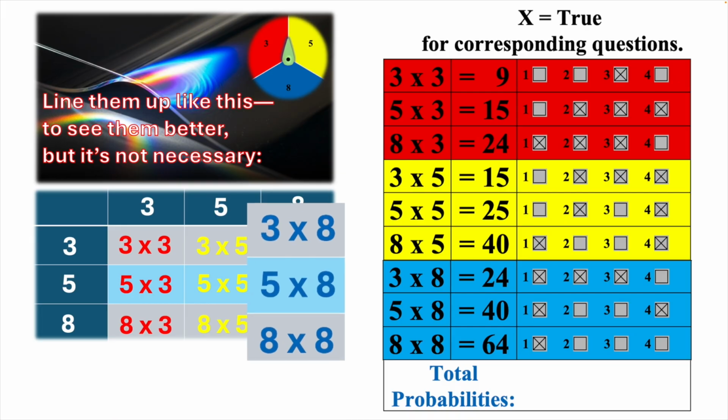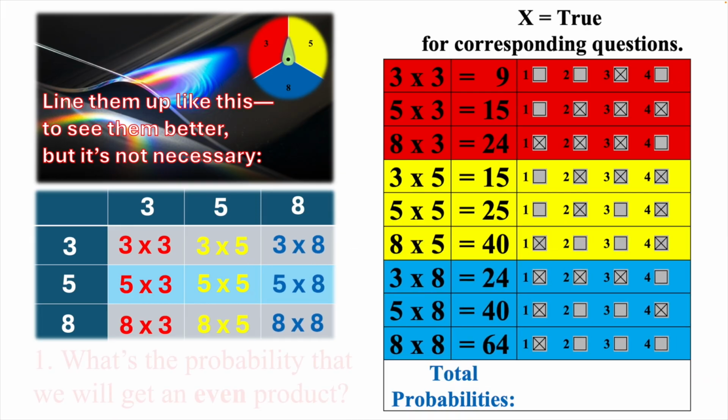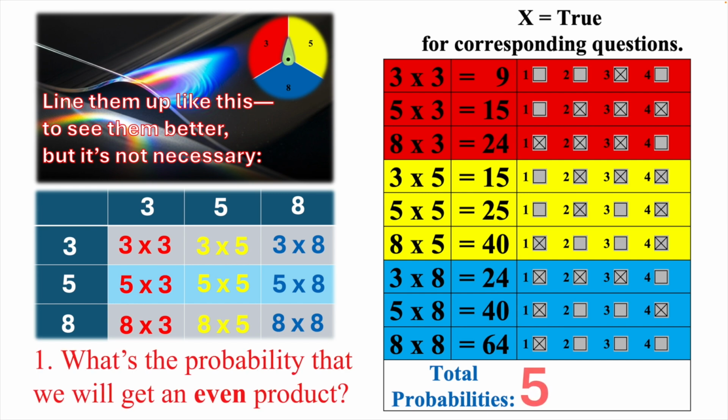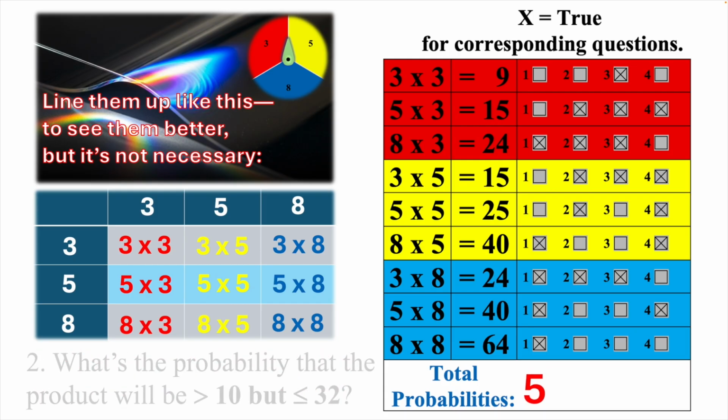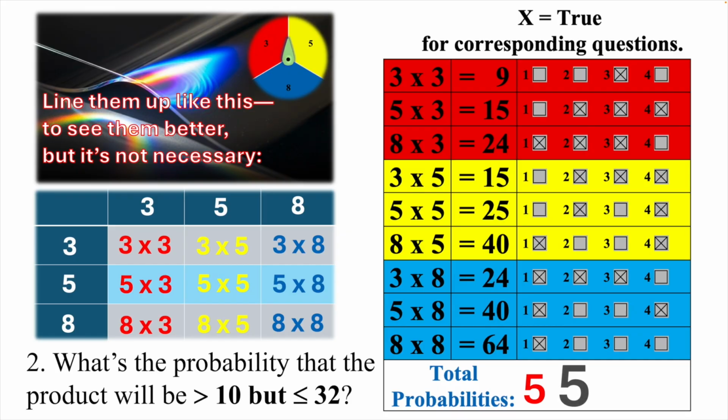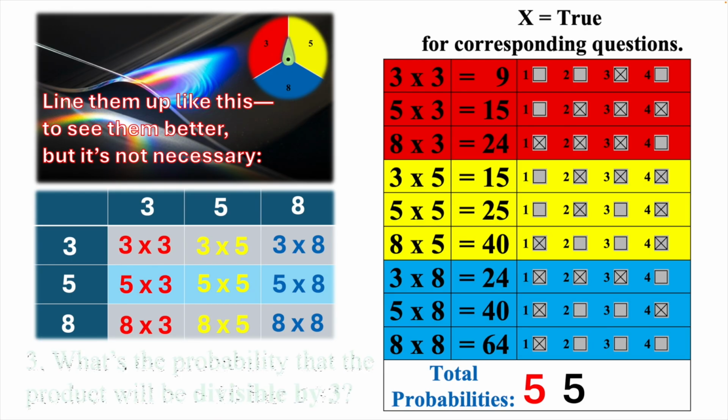Here we go. Question 1. What is the probability that we will get an even product? We can see from our table that 5 products are even. Question 2. What is the probability that the product will be greater than 10, but less than or equal to 32? We have 5 products: 15, 24, another 15, 25, and another 24, which are all greater than 10 and less than 32.